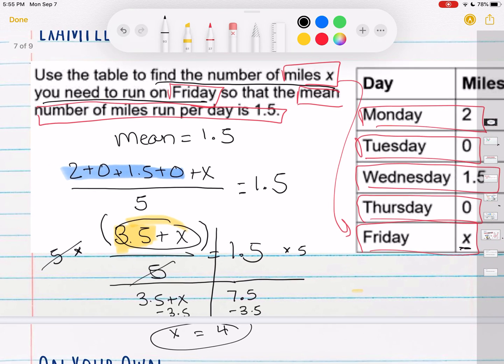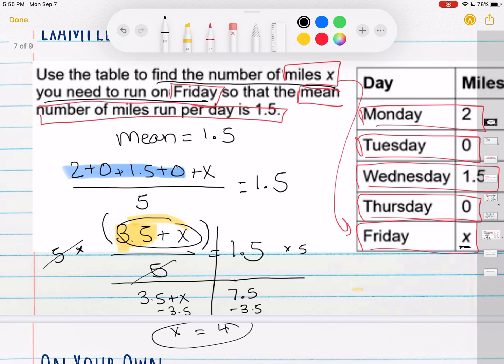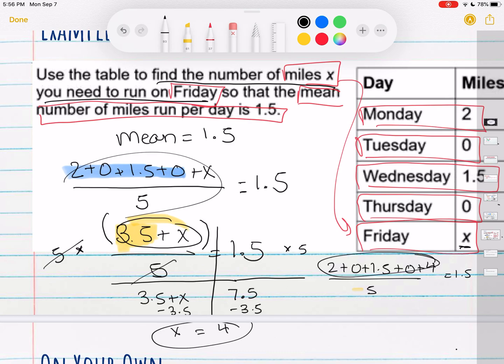Now again, we can go back and we can check this. In our original equation, we can type in right here 2 plus 0 plus 1.5 plus 0 plus 4, divided by 5. It should be 1.5. Well, on the top, when I add all this together, I'm going to get 7.5, and then that's divided by 5. You can't really see my 5 right there. We want that to be 1.5. Well, 7.5 divided by 5, that is 1.5, so that works out.